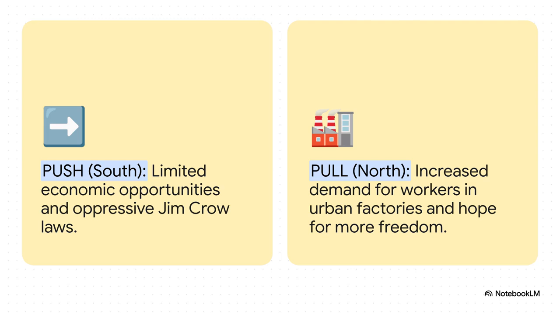The push factors were the awful conditions in the South, brutal Jim Crow laws, racial violence, and a sharecropping system that was basically designed to be a trap. The pull factors were the promise of the North, all those new factory jobs, the chance for better wages, and of course, the hope for more freedom. So when you look at your answers, you're looking for the one that captures one of those really powerful motivations.